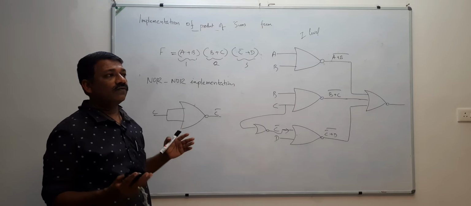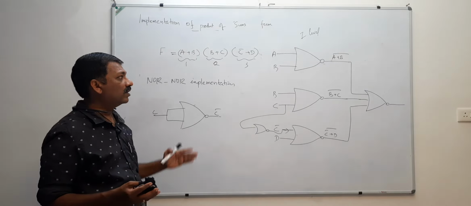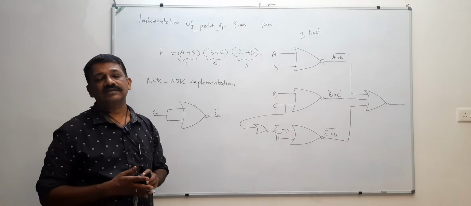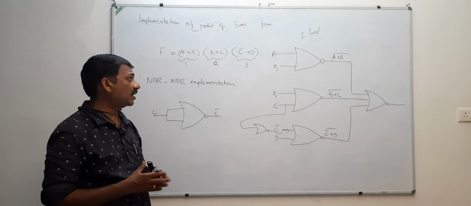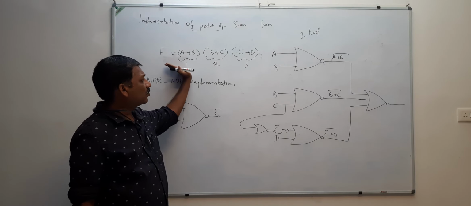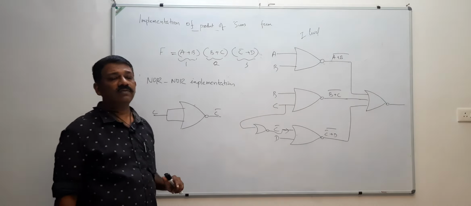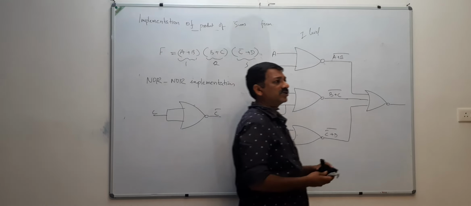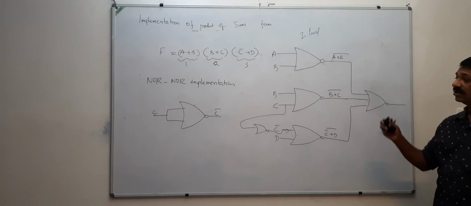For implementing the sum of products form, you can use NAND implementation, whereas in the case of the product of sums form, you have to go for NOR implementation of Boolean expressions.